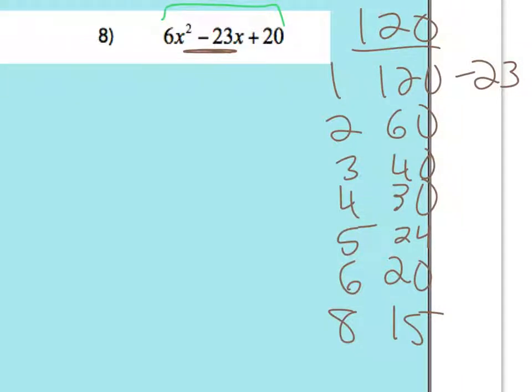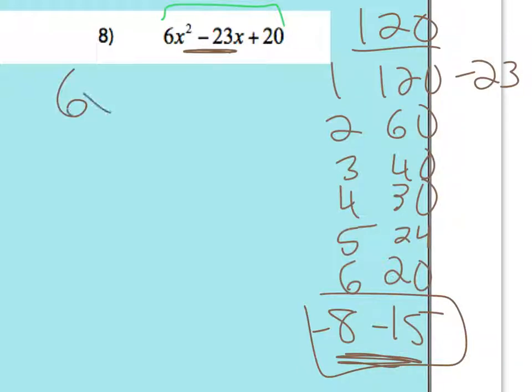Or subtract. Hey, you know what? 8 and 15 will work. Because if I go negative 8 and negative 15, multiplied together, that's going to give me 120. So if I go 6x squared minus 15x minus 8x plus 20.